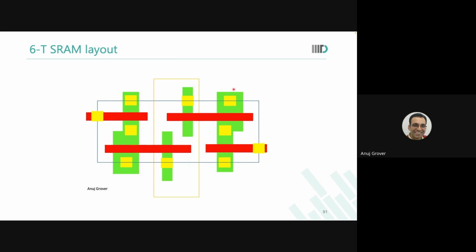This is an internal contact. Why? Because I need to connect this node Vx to the pull up on the other side, and also the pull down on this side. And these are two special contacts.